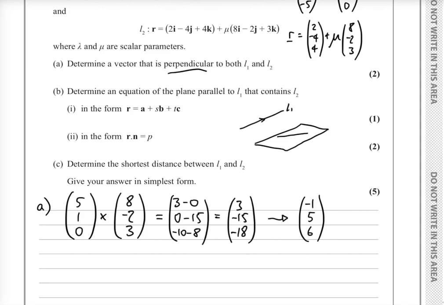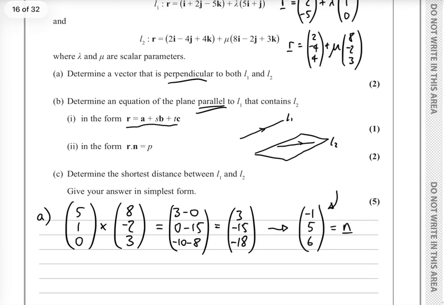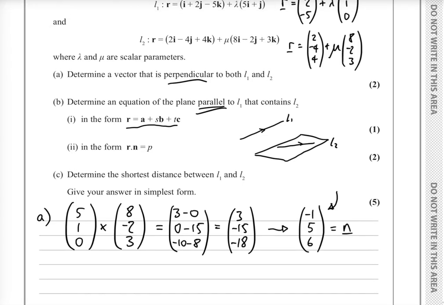So that might seem a bit weird. But we can still use this answer from A as our normal to the plane. But we've got to do this in two ways. We want the form R equals A plus SB plus TC, and actually that's much easier given what we've been given in the question and what I've just said about the two directions. These are the two directions of the two lines, the ones that we've used in part A. And we're being told that L2 is in the plane, so the point on L2, this one here, is a point on the plane. And that can be this A here. So we're using 3 of the 4 vectors that we've been given.